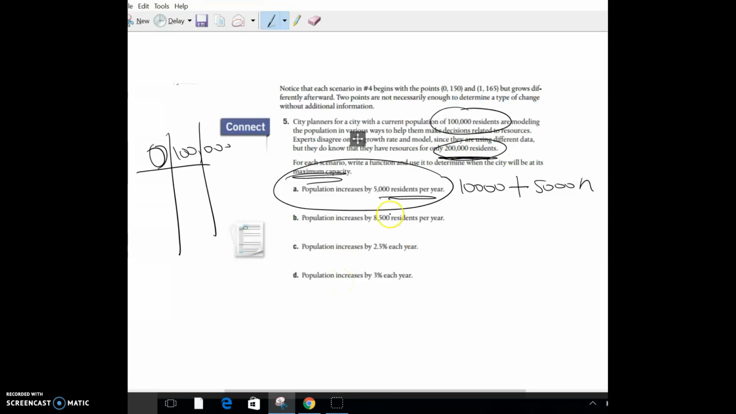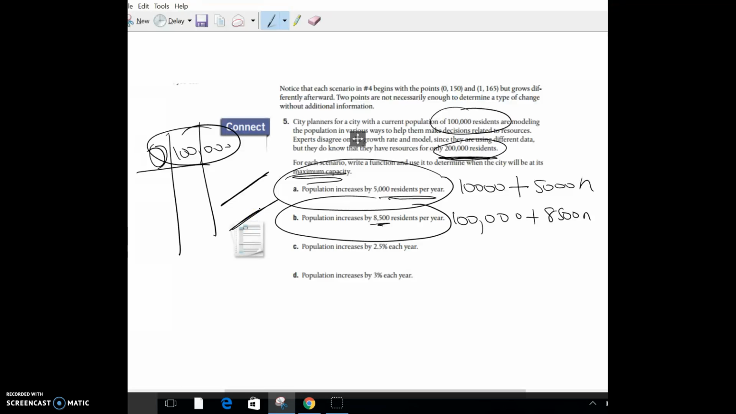Which else is linear? This one, I'm going up by 8,500 all the time. So 100,000 is your starting amount at year 0. And then instead of adding 5,000, I'm adding 8,500 people all the time, over and over again. Again, these are going to be linear. They're going to just be lines growing up. But this is growing by a percent, which means it's going to be exponential.